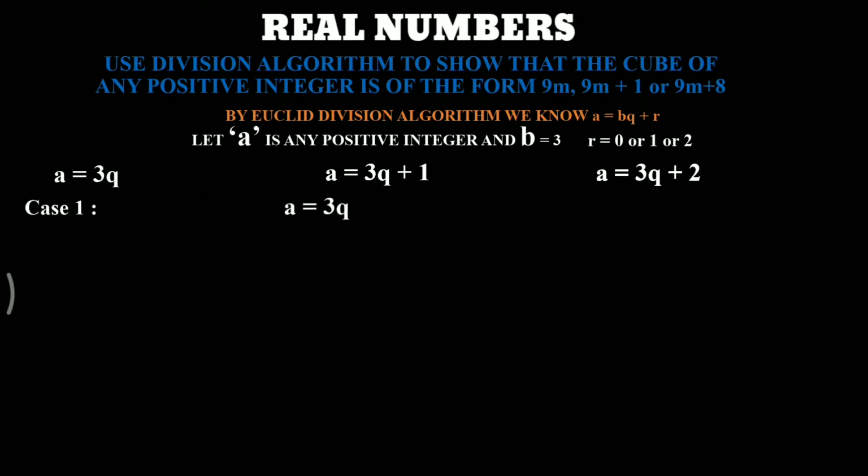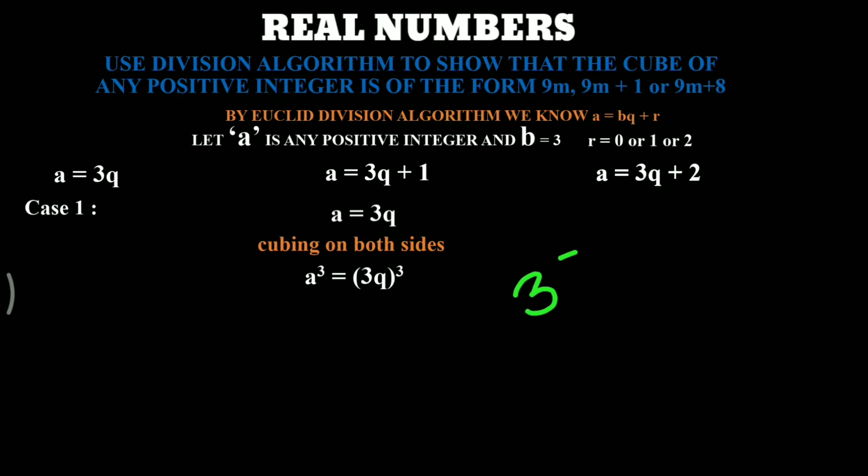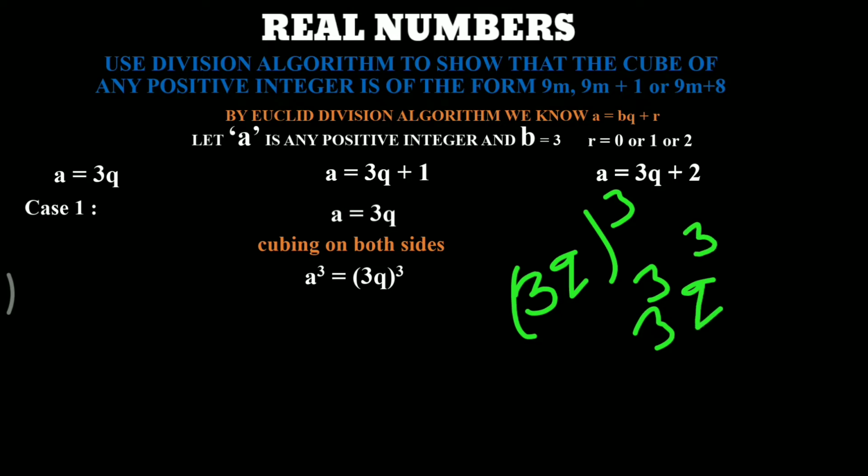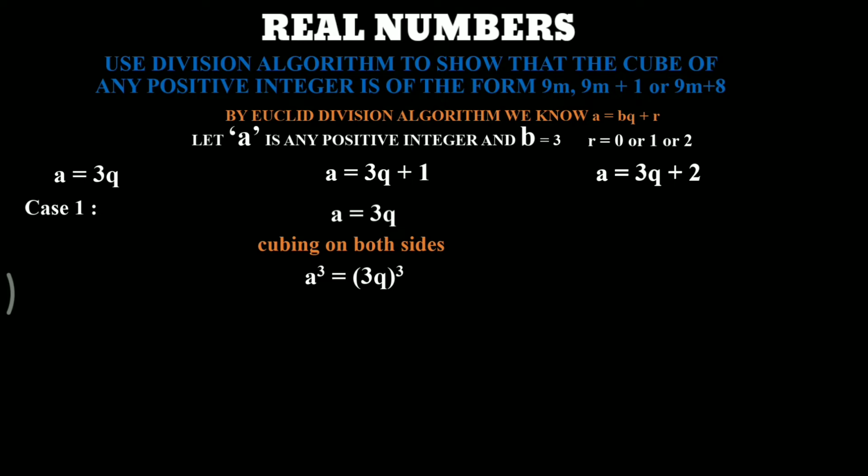What is that? a is equal to 3q. Already he mentioned in the question that we are going to cube it, so I am going to cube both sides. I will get a cube is equal to 3q whole cube. We know 3q whole cube is nothing but 3 cube and q cube. 3 cube is nothing but 3 multiplied by itself 3 times, so 3 into 3 into 3 will become 27. So a cube is equal to 27q cube.